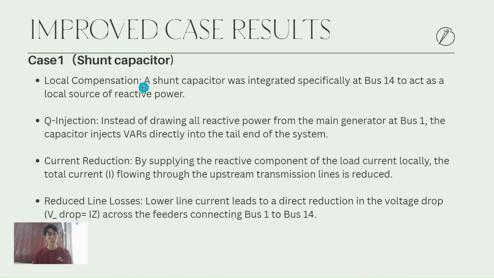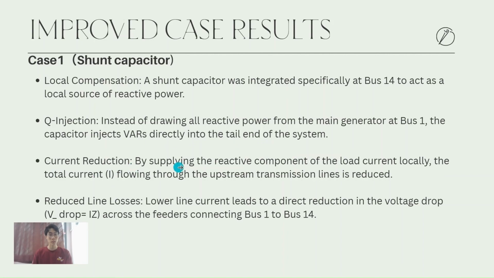Local compensation. A shunt capacitor was integrated specifically at bus 14 to act as a local source of reactive power. The second point is Q injection. Instead of drawing all reactive power from the main generator at bus 1, the capacitor injects reactive power directly into the tail end of the system.